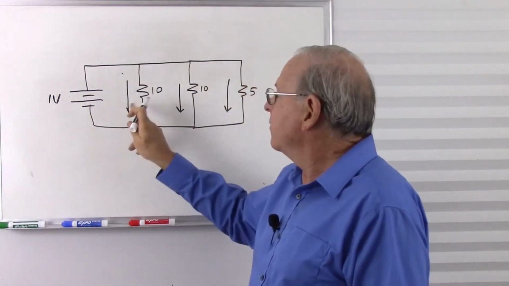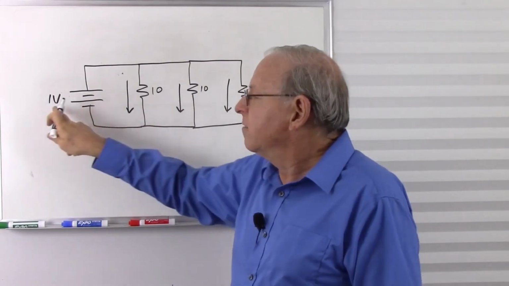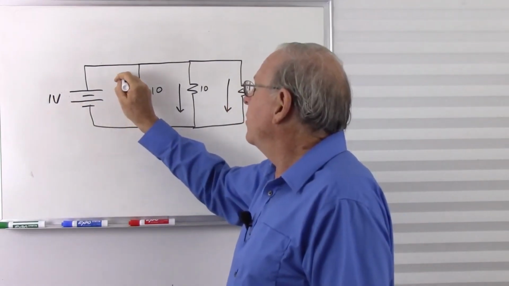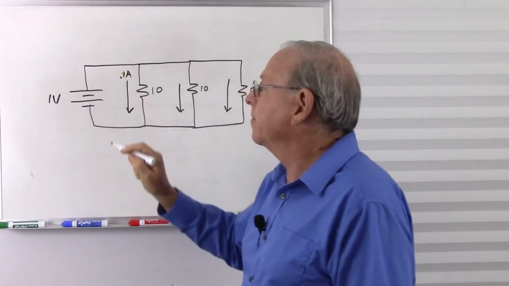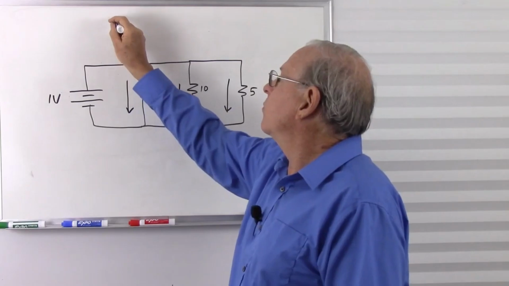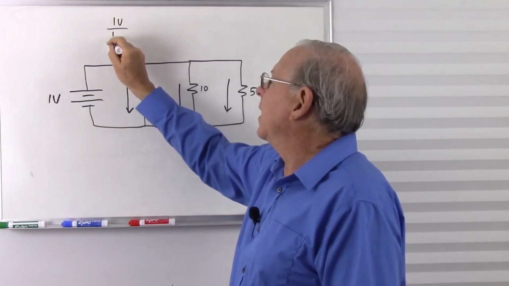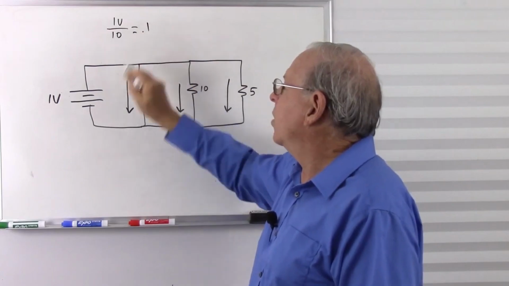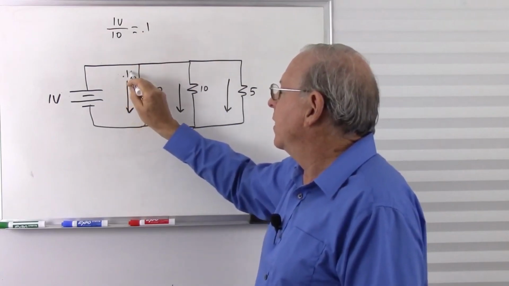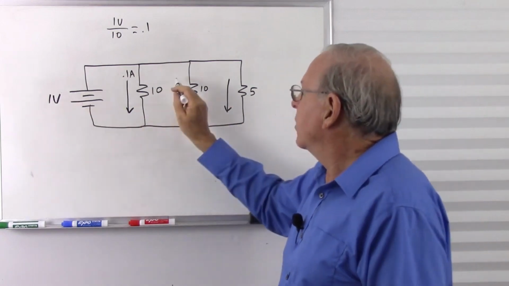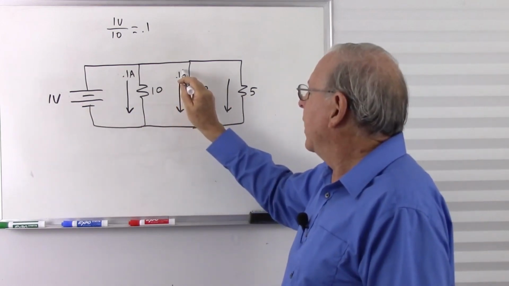So now we have 10 ohms divides into 1 volt, Ohm's law. That's going to give us 0.1 amps. So there's 1 volt divided by 10 ohms. That's going to equal 0.1 amps. So 0.1 amps here. 10 ohms goes into 1 volt, gives us 0.1 amps.